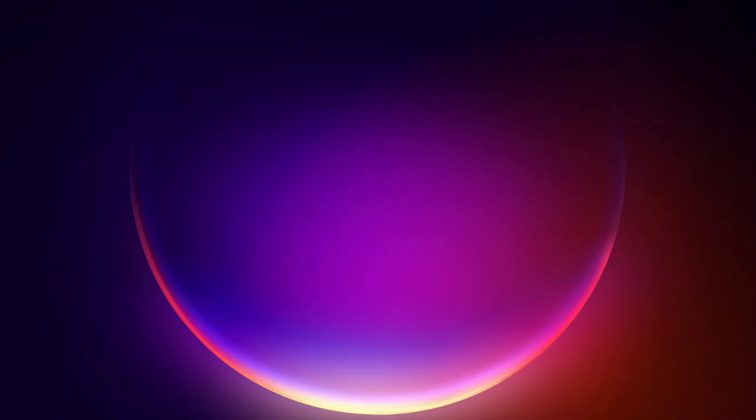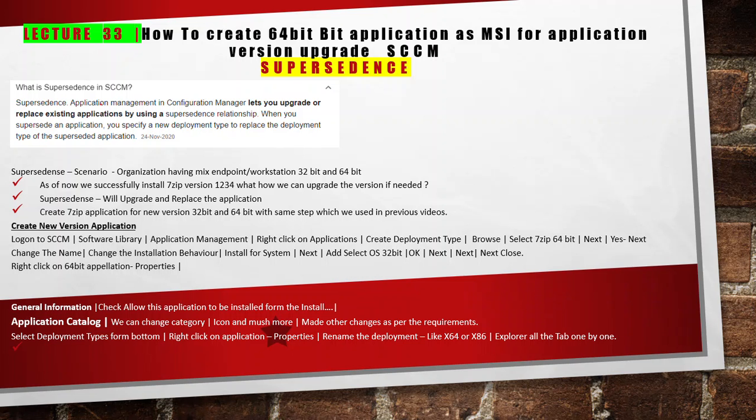So in this video I'm going to show you how we can create a 64-bit application as an MSI for upgrading our existing application version. So we'll take the help of Supersedence.